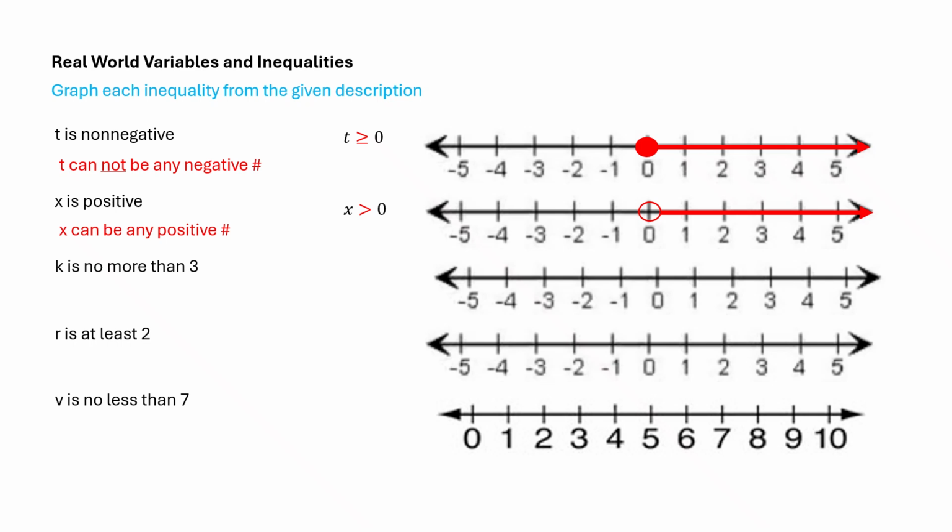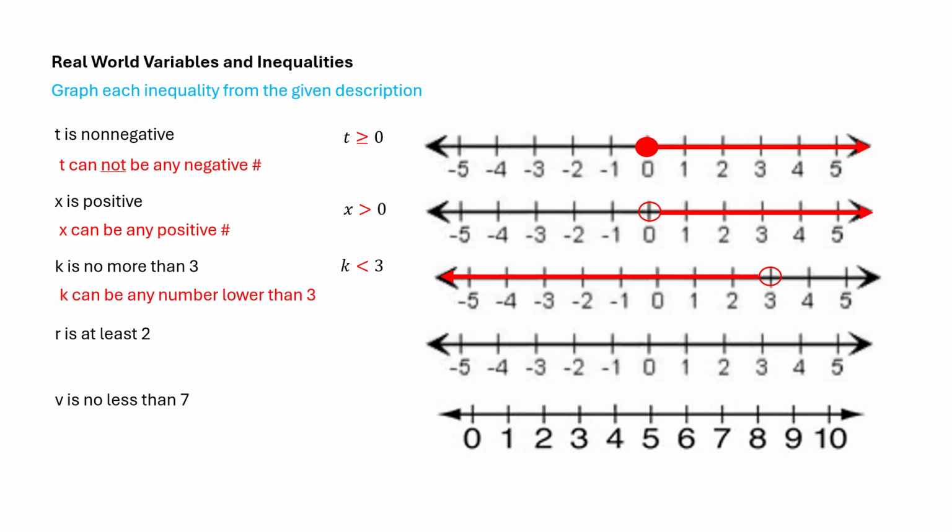K is no more than 3. This one actually means the opposite when you're dealing with inequalities. So K can be any number lower than 3. So that's going to be K is less than 3. So that's an open circle at 3, shade to the left.